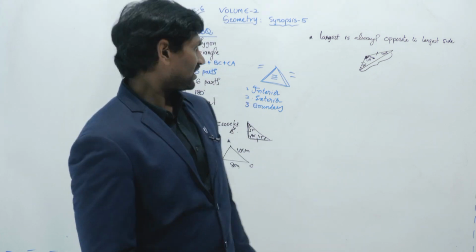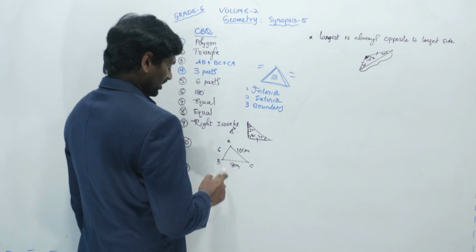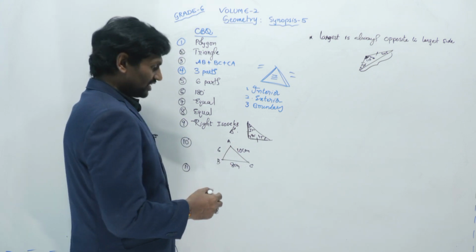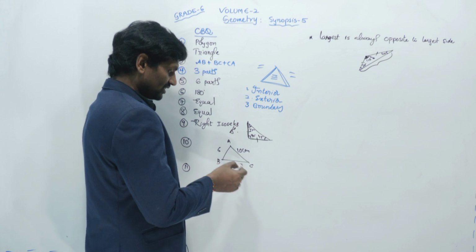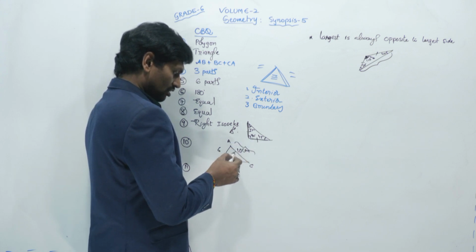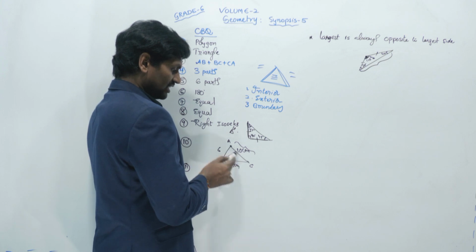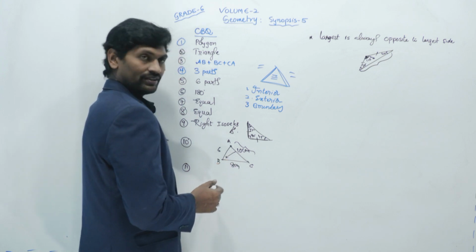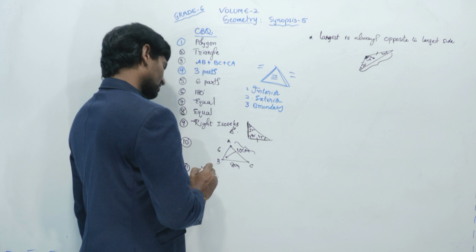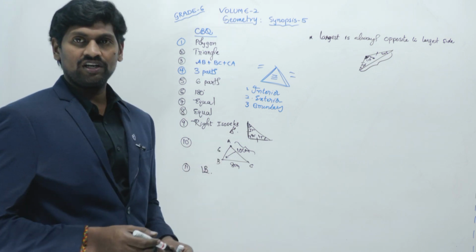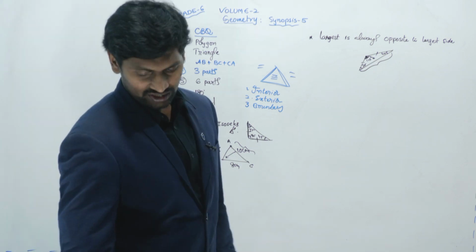Here, what is the largest angle? In the diagram here, the largest angle is opposite to the largest side. What is the largest side here? 10. 10 is opposite B, because 10 is connecting A and C. A and C we should remove. So opposite to it is B. So angle B is the largest. Okay now, let us go to the next question.